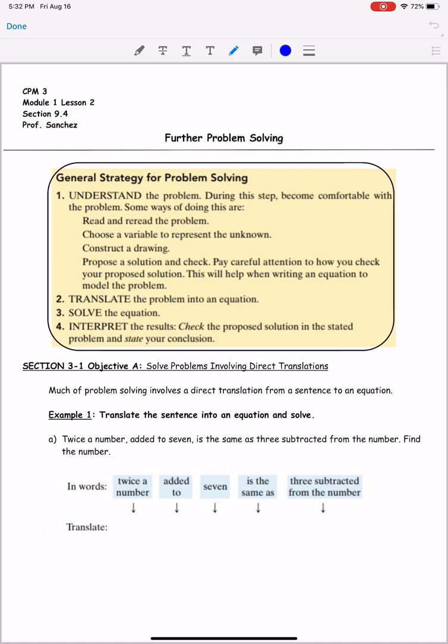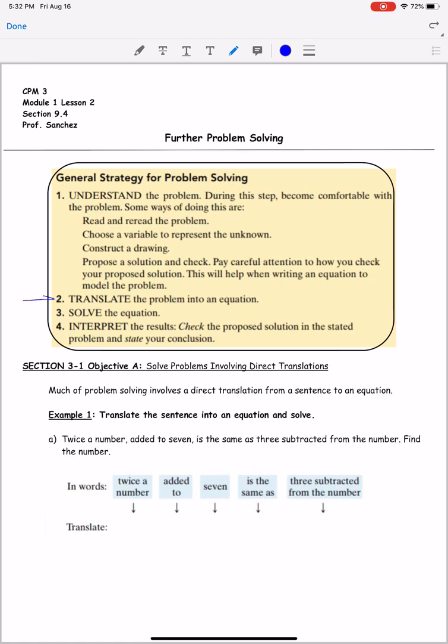But Lesson 2 in Module 1 is over problem solving. And so we start this lesson with just a general strategy for problem solving. So first thing is understand the problem, and this is a big one right here. That means if you need to read it and reread the problem, you need to do so. If it takes you 5 times to read that problem before you understand what it's saying and what it's asking, do so. But you can't solve the problem until you understand it and know what it's wanting you to do.